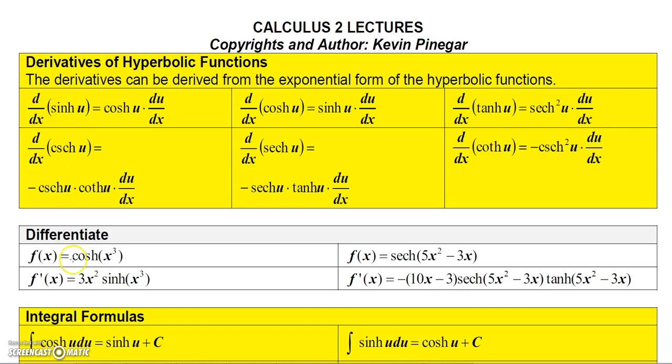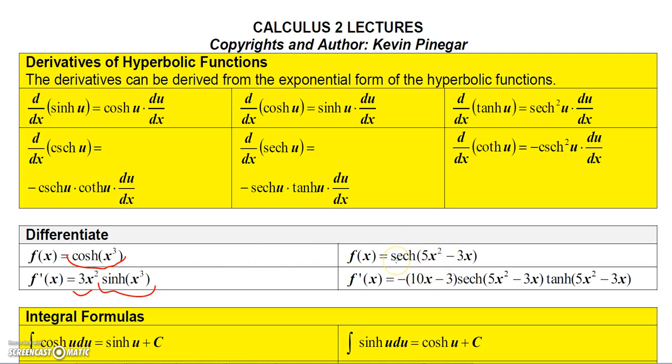So for instance, if you wanted to differentiate a function that involved a hyperbolic function, like for instance here we have hyperbolic cosine of x cubed. Well, the derivative of hyperbolic cosine would be this formula here, and that would be the hyperbolic sine of u times u prime. So we would have the hyperbolic sine of x cubed, and then we would multiply that by the derivative of x cubed, which is 3x squared.